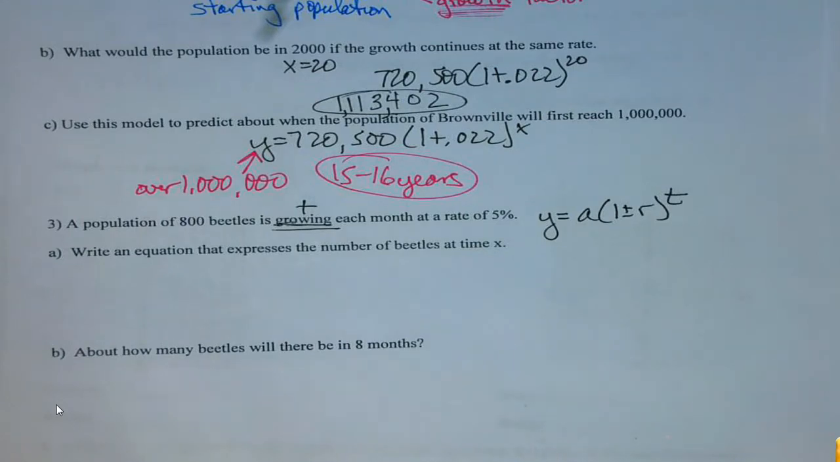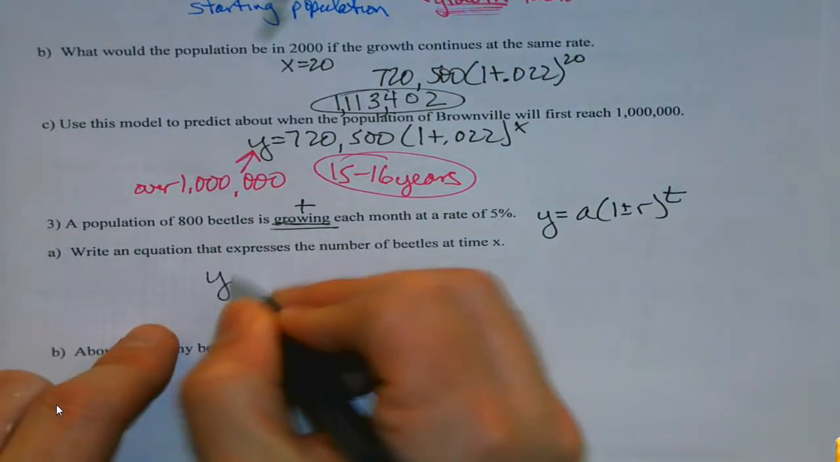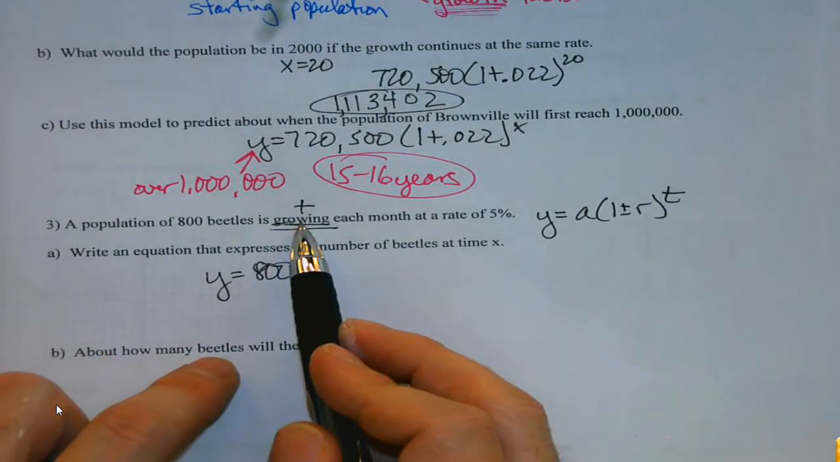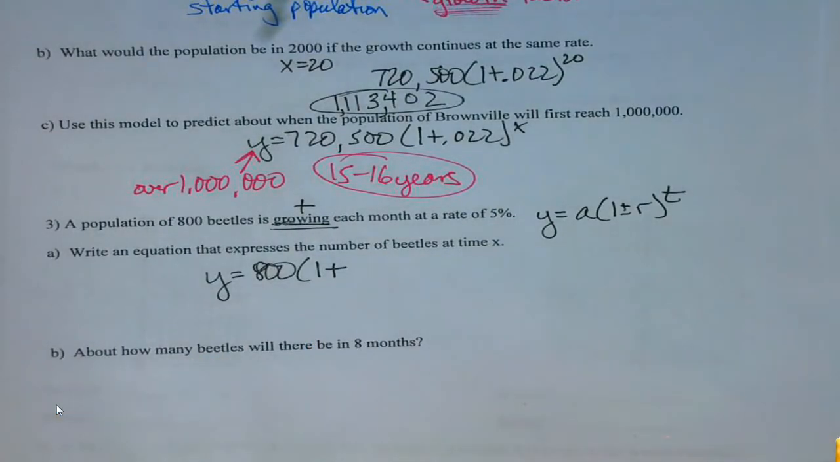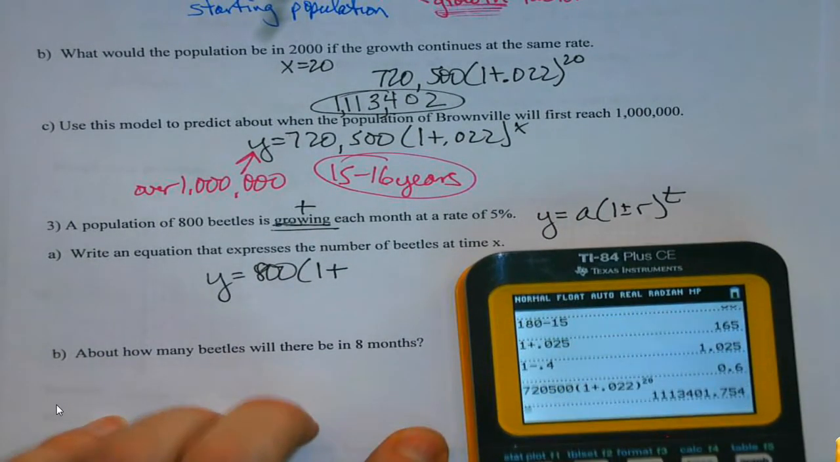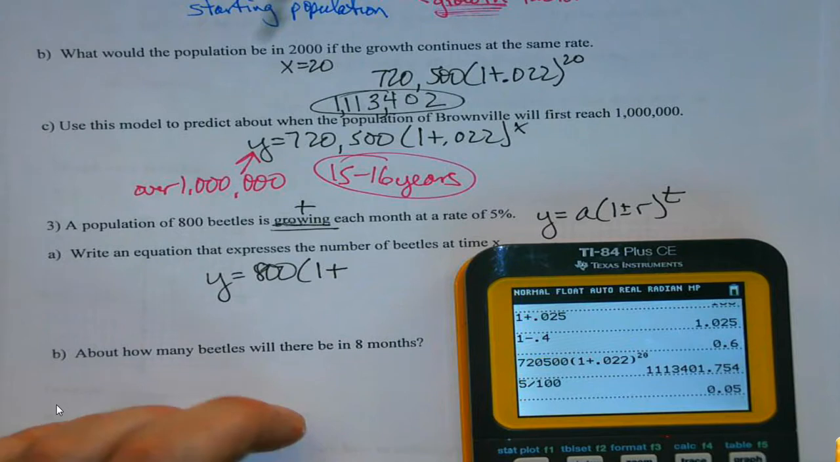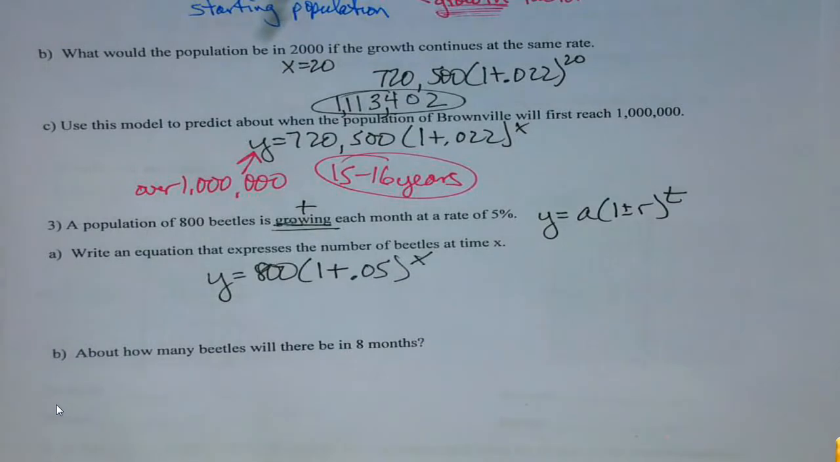So, what do I know? I know my A value. I know how many beetles I'm starting with. I know since it's growing that it's plus. I don't use the plus and minus. It can be either one. Percentages, again, if that's not your strength, knowing that's 0.05, you can always take whatever percentage and divide it by 100 and use that decimal. So that would be my equation. Not solving anything, just making the equation.